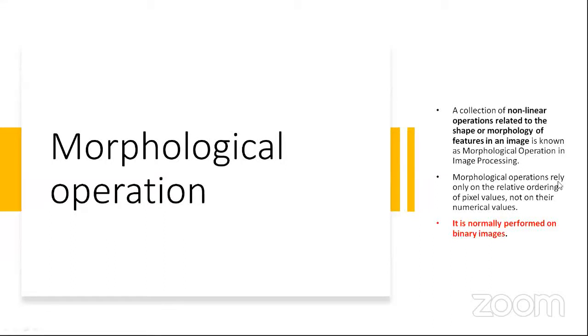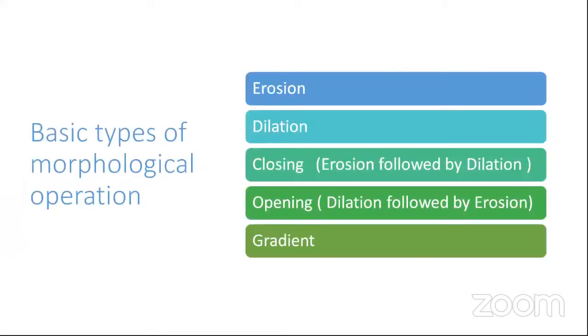So morphological operations rely on a relative ordering of the pixel value, not on their numerical value. And the important thing is it is normally performed on a binary image. So how are we going to convert the image to a binary image? That's why we need to apply thresholding to convert the image into a binary format. By binary, I mean we only have two values, 0 and the maximum 255. Okay. So we have these types of morphological operations: erosion, dilation, closing, opening, gradient.